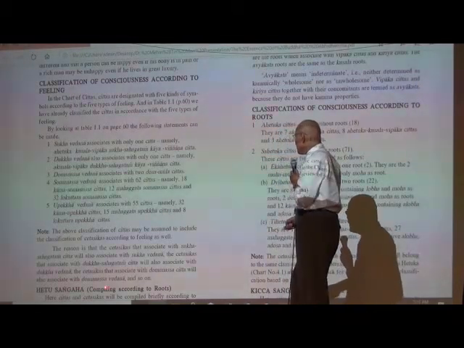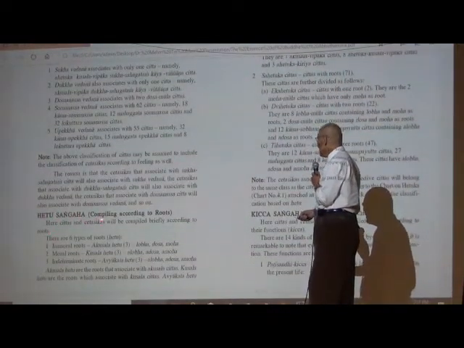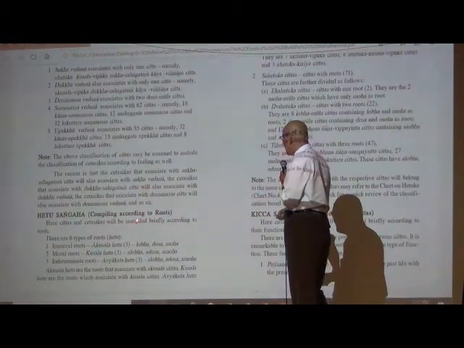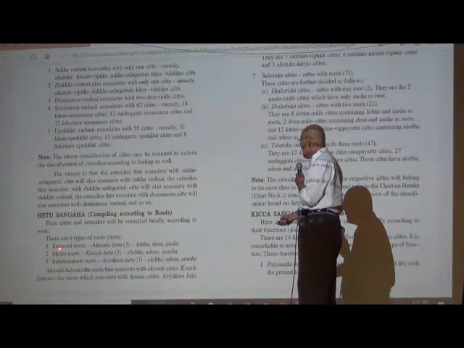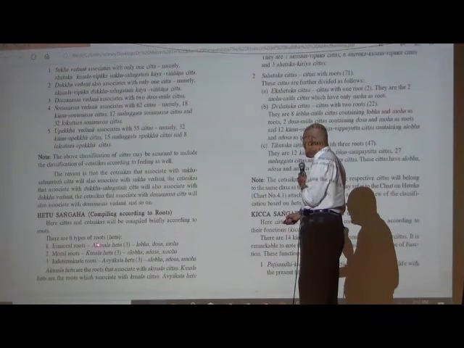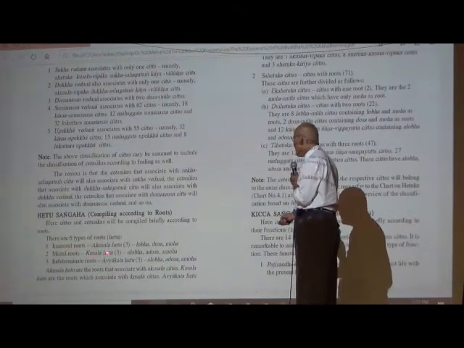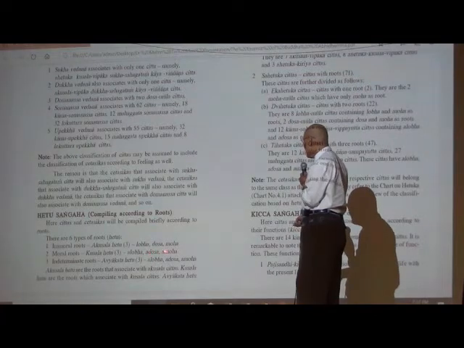So then we go to the next classification. We call it hetu sangaha, compiling consciousnesses and mental factors according to roots. You already know there are six types of roots. We have the immoral roots. What are they? Lobha, greed; dosa, anger; moha, ignorance. And then the moral roots, also three of them: alobha, greedlessness; adosa, angerlessness; amoha, wisdom.